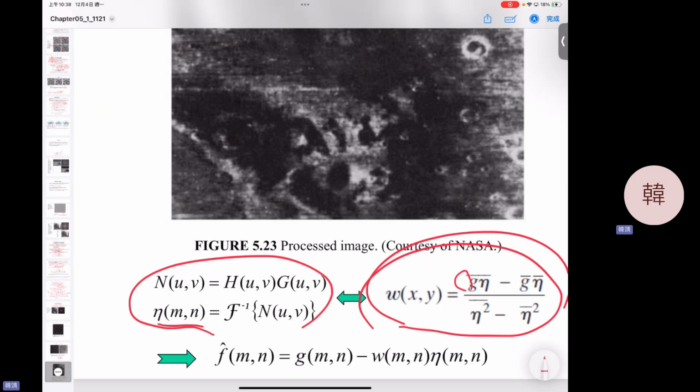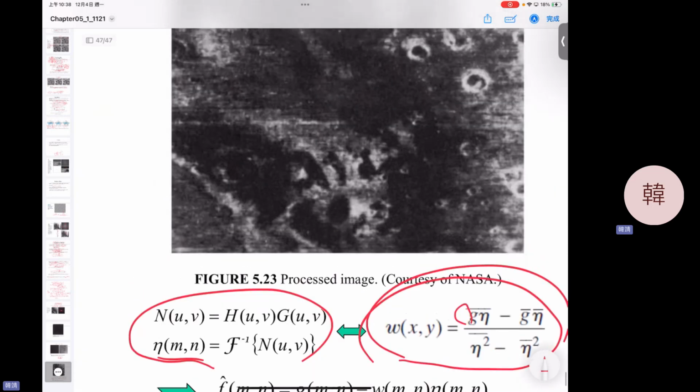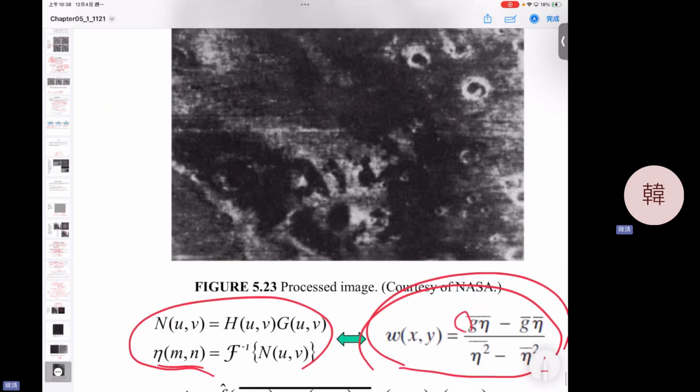One is no blur motion, only additive noise. The second one is to combine both of them. The third one is no additive noise, maybe only a motion blur there. So we are going to jump to the second slides here.